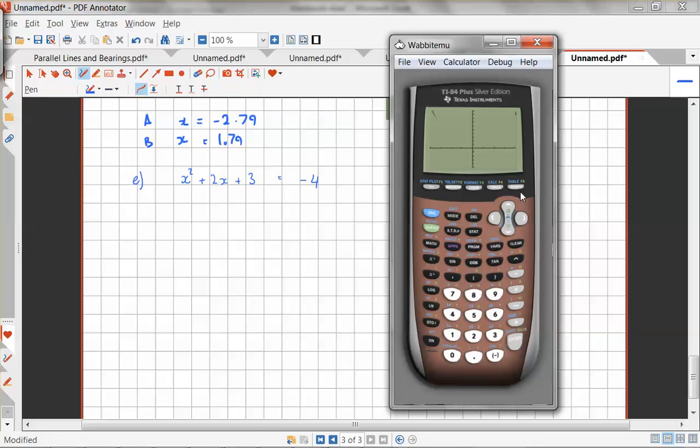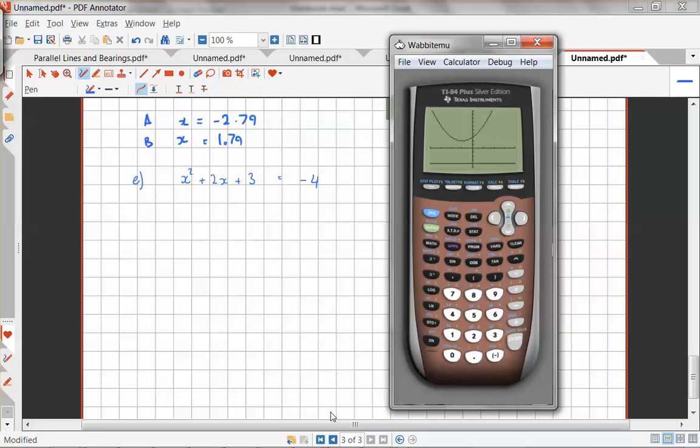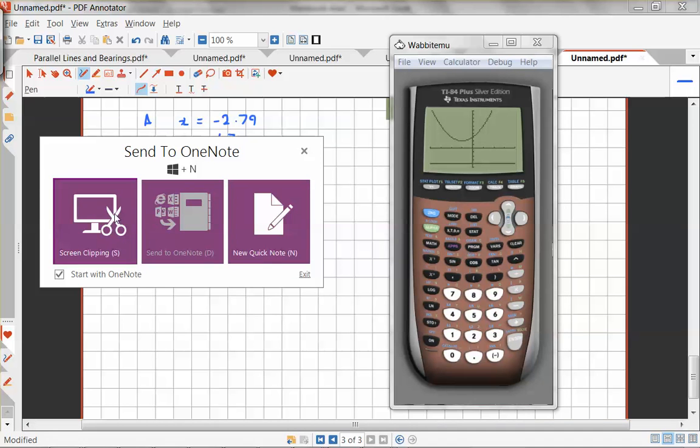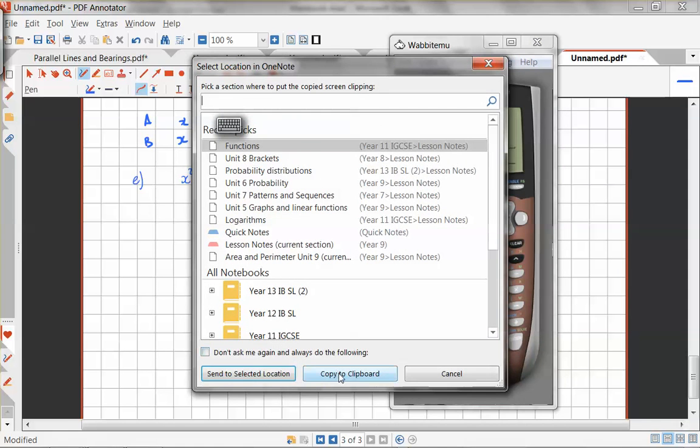Press graph. There's that graph, and there's that line. Sorry guys, I'm going to just take a little snippet of that. You'd be sketching this yourself. There's my sketch.